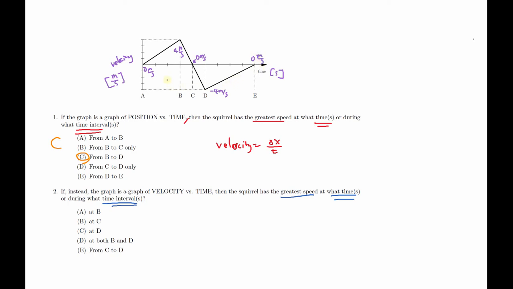It's asking for the greatest speed. Speed is basically the absolute value of velocity. So it doesn't matter if you have negative or not, as long as the number is bigger. That's what matters. So we have negative 4 meter per second, so you really have to take the absolute value, and that becomes 4 meter per second in terms of speed, not the velocity, speed. So we have two identical largest speeds in this graph, so the answer is both B and D.